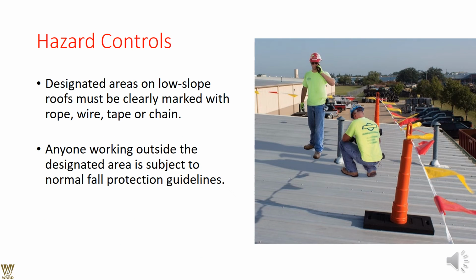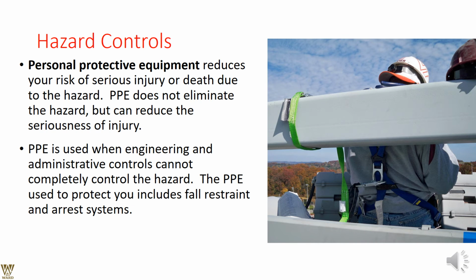Hazard control. Designated areas on a low slope roof must be clearly marked with a rope, a wire, a tape or a chain, telling you that beyond this you are taking a risk. Even if it is a calculated risk, do not take it. That is what I suggest. Anyone working outside the designated areas is subject to normal protection guidelines.